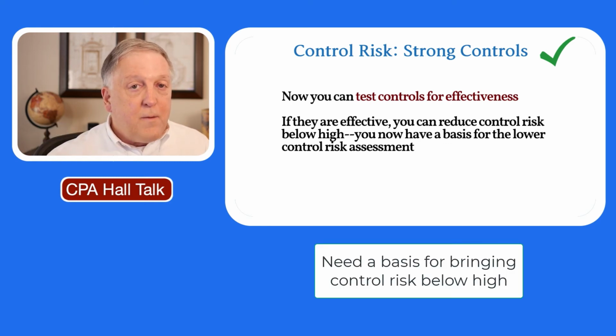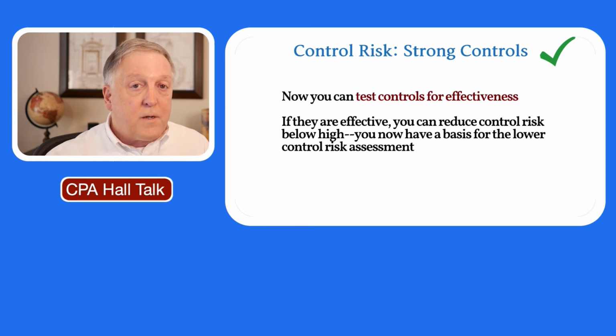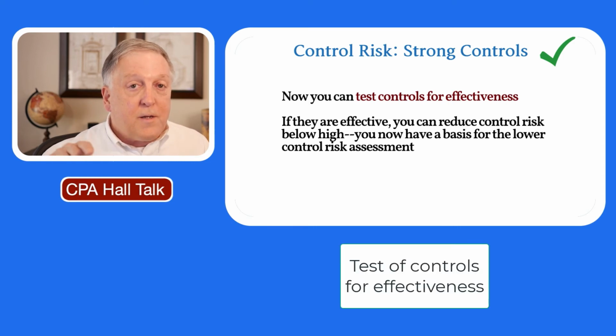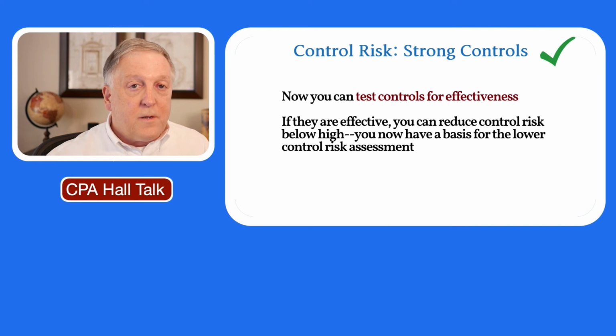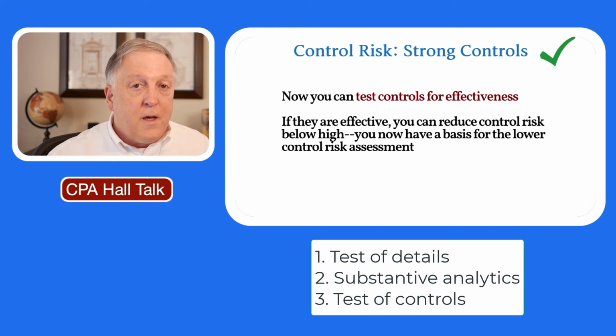Now again, you can't bring control risk down unless you have a basis for doing so. And the basis for the reduction of control risk is your test of controls for effectiveness. Now, there's three potential responses after you do your risk assessment work, and those include a test of details, substantive analytics, and then a test of controls for effectiveness. So this is the third potential response to risk after you do your risk assessment.